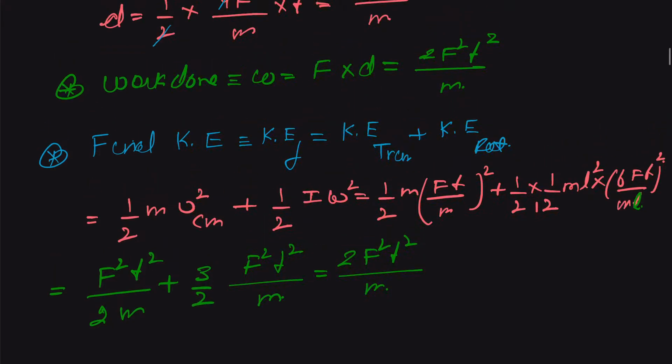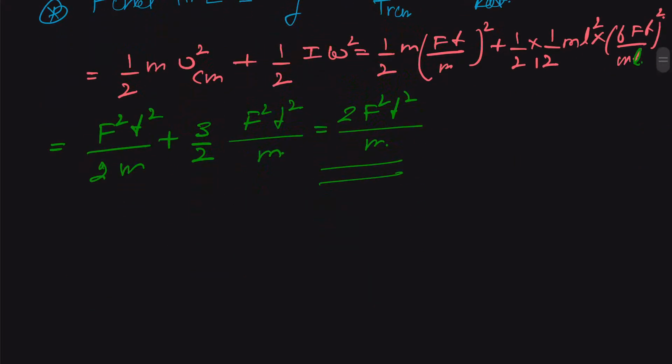Okay. So therefore we can see that our total kinetic energy is equal to our work done. That was our this. So finally we can say that our work done is equal to our kinetic energy final. So this relationship is true for both part A as well as our part B. We come to the next question.